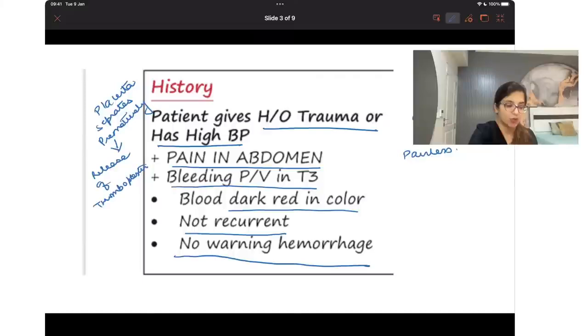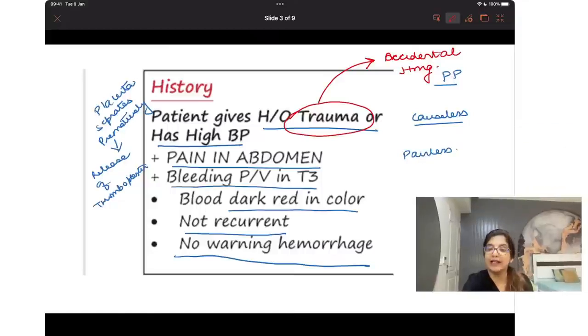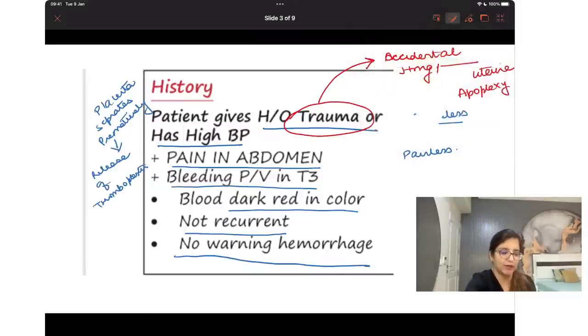Another very, very important thing which I want all of you to remember: because trauma is a risk factor for abruptio, because trauma can lead to abruptio, right? That is why it is also called accidental hemorrhage. So the other name for abruptio is accidental hemorrhage. There is one more name for abruptio. What is that name? Uterine apoplexy. These are the names for abruptio. So instead of writing abruptio, if they write accidental hemorrhage, it means they are talking about abruptio, right?